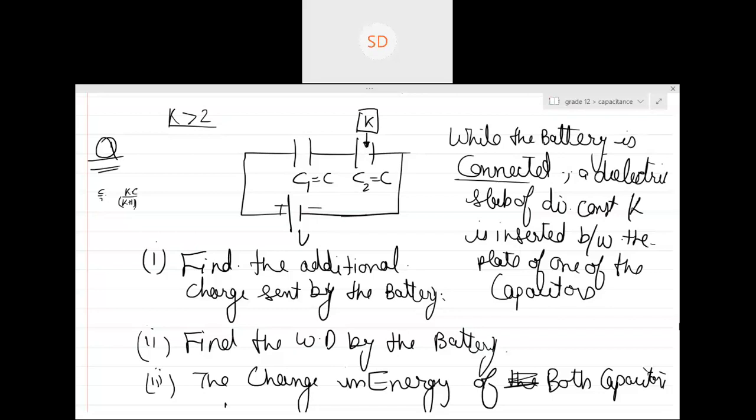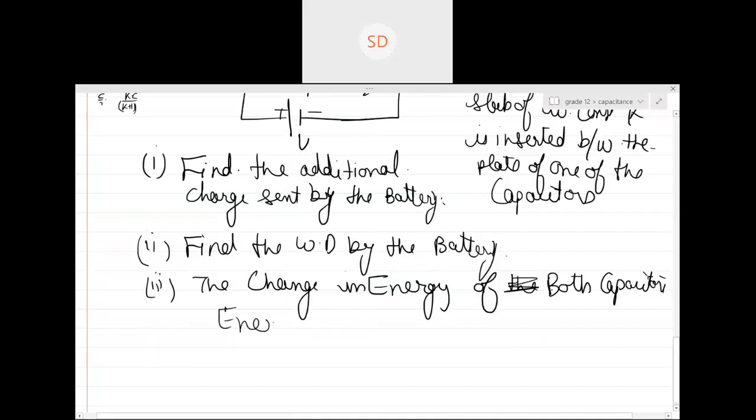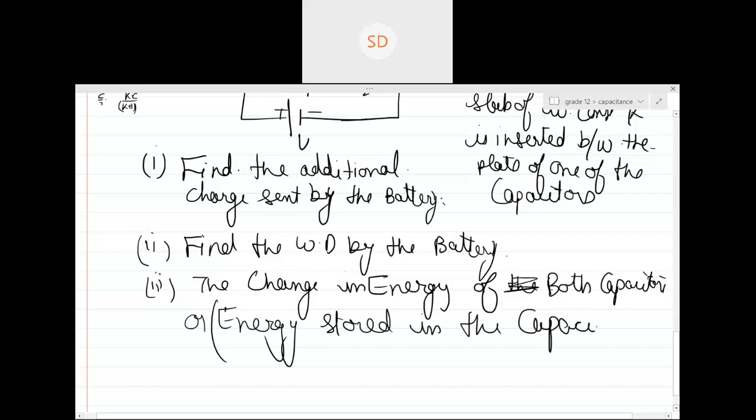Please remember, whenever I talk about the change in energy of both the capacitors, I can say the energy stored in the capacitor circuit. Are you getting my point? This whole circuit consists of capacitors, right? So the whole thing can behave as a single capacitor. So we find the energy stored in the whole capacitor circuit.